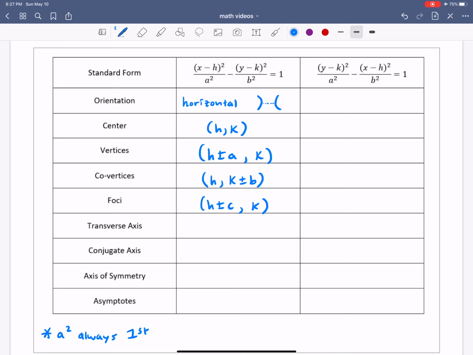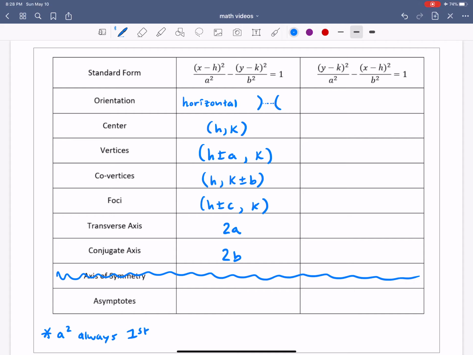Okay, the length of the transverse axis. Remember, the transverse axis is the one that connects the vertices. So that's going to be 2a. And oh no, I did not label the conjugate axis on the diagram. What are we going to do? The conjugate axis is the line segment that connects co-vertex to co-vertex. So the length of the conjugate axis is going to be 2b. Now you can actually cross out the axis of symmetry here. We're not going to talk about axis of symmetry in this part of Chapter 9, so you can cross that out. Don't worry about it.